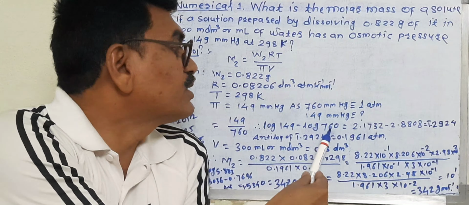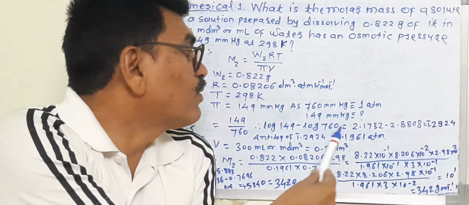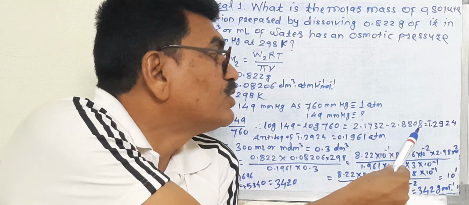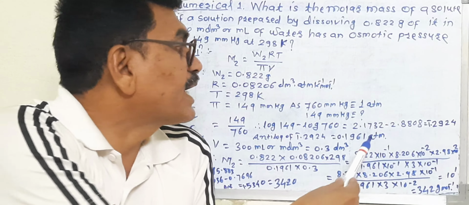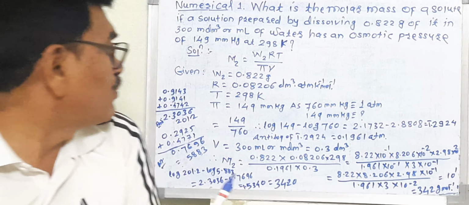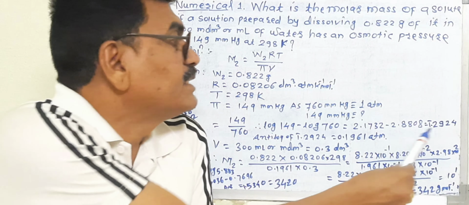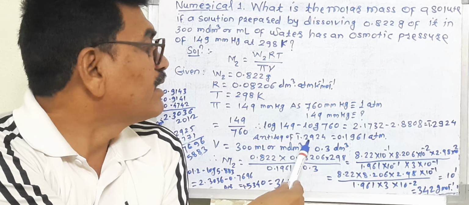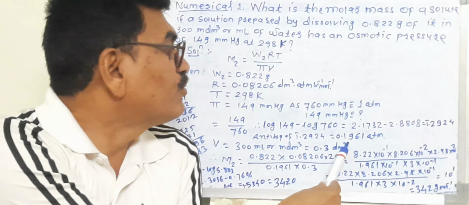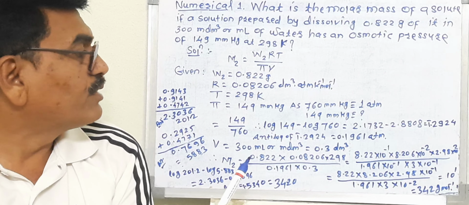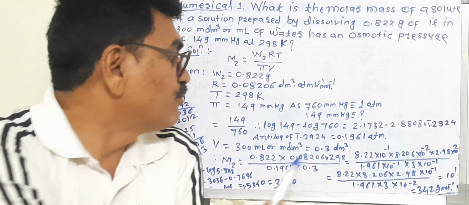Similarly, the characteristic is 2 here, so log of 7.6 into 0 is 2.8808. By subtracting this we will get bar 1.2924. That is simple subtraction. Then by taking the antilog of this we will get 0.1961 atmosphere. That is the conversion of the osmotic pressure into atmosphere.